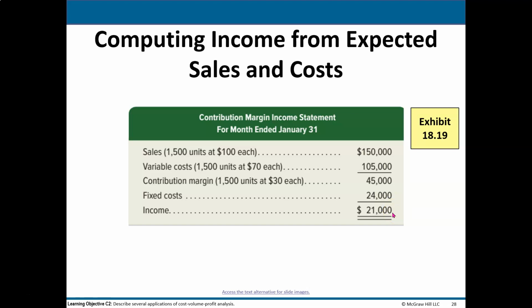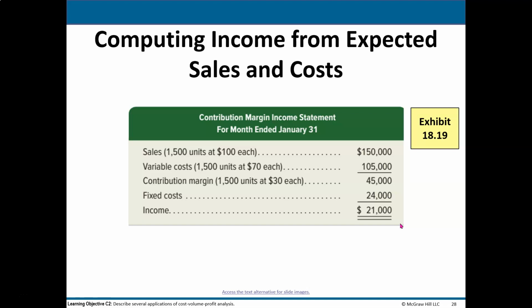So the contribution margin income statement is very, very good at computing income at varying levels of sales. And again, that's because we are separating all of our costs, instead of by product versus period, by variable versus fixed, or how they behave. So this will give us our income of $21,000.